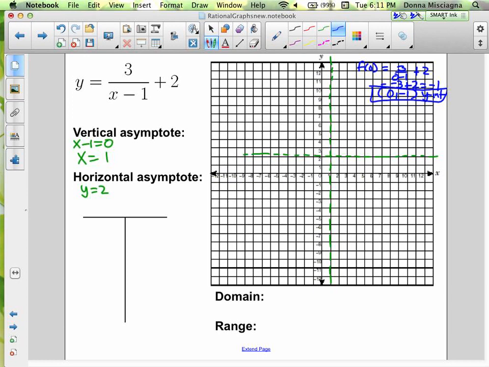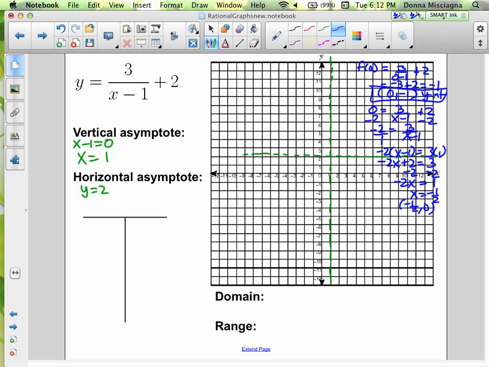X-intercept, we just set y equal to 0. So 0 equals 3 divided by x minus 1 plus 2. Let's subtract 2 from both sides. So negative 2 equals 3 divided by x minus 1, cross multiply. So we have negative 2 times x minus 1 equals 3 times 1. Distribute the negative, negative 2x plus 2 equals 3. Subtract 2 from both sides, negative 2x equals 1, and then divide by negative 2, x is negative 1/2. So (negative 1/2, 0) is the x-intercept.